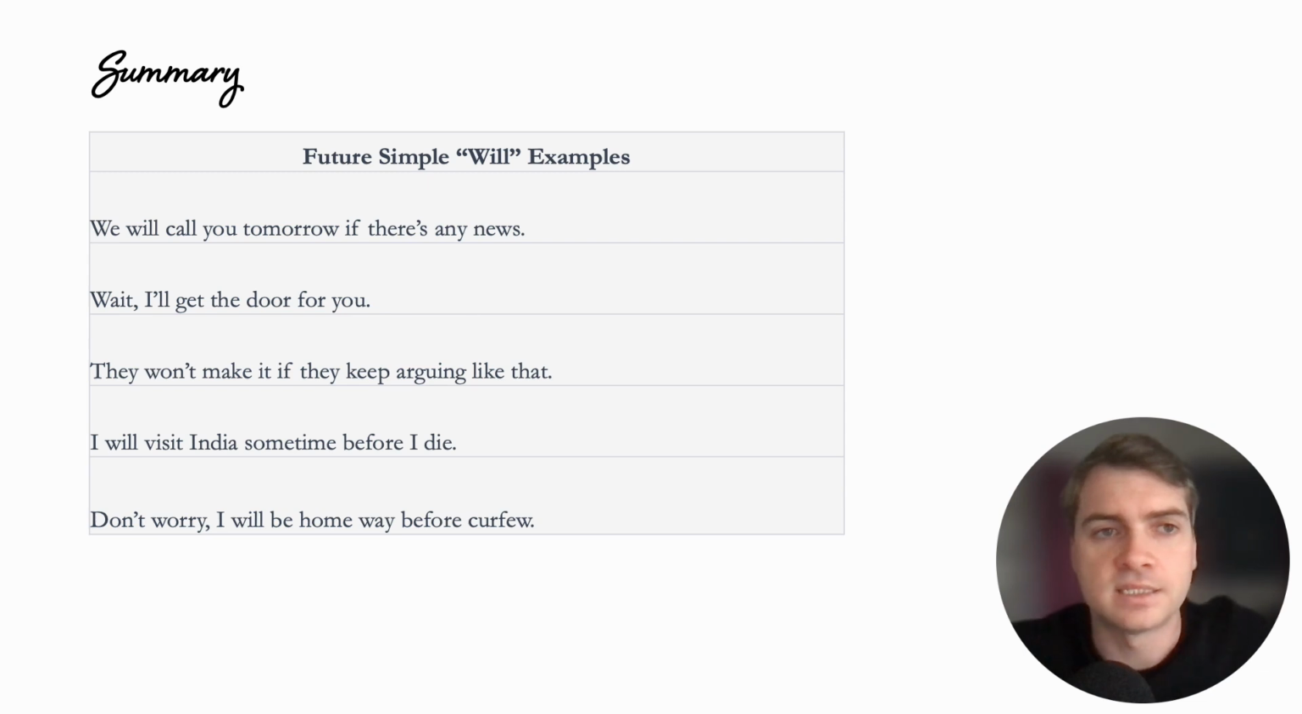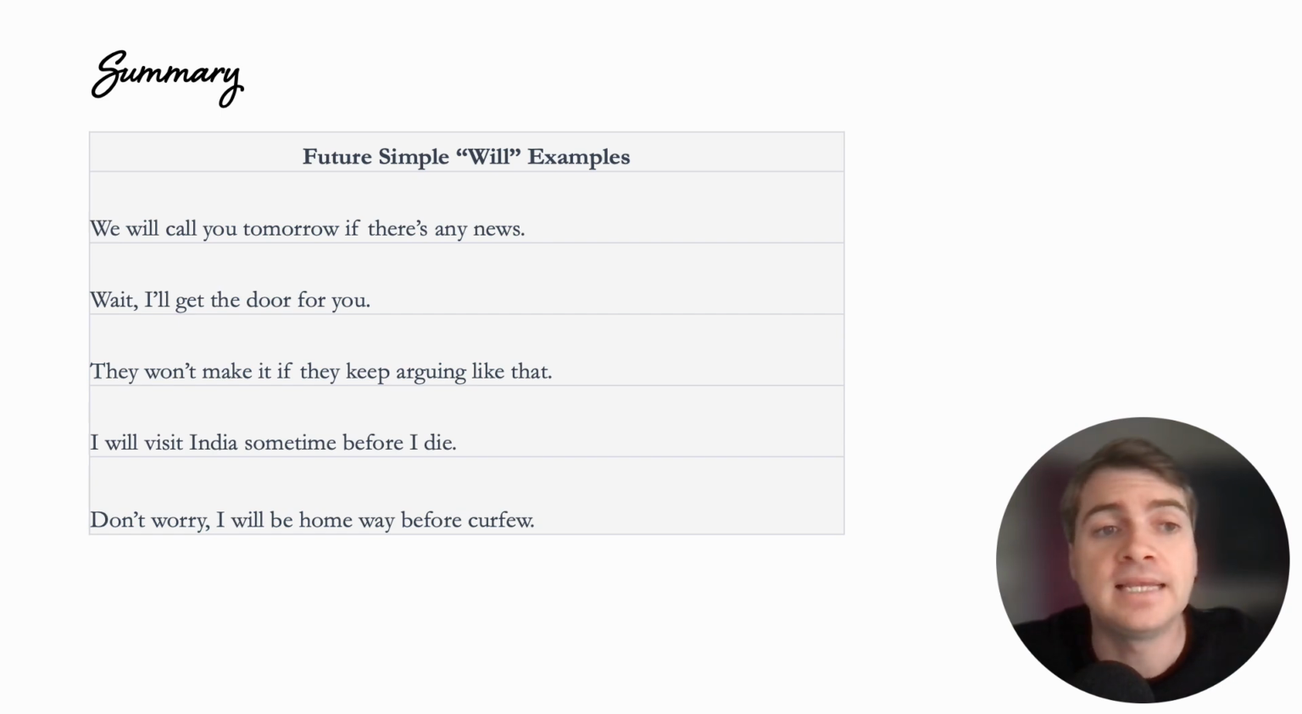All right, let's just summarize everything that we've learned so far. So the first one, "We will call you tomorrow if there's any news." That's a promise or a commitment. Okay, "we will call you if there's any news." The second one, "Wait, I will get the door for you." Voluntary action, right? Voluntary action, me offering to do something for you. "They won't make it if they keep arguing like that." I'm predicting that they won't make it as a couple if they keep arguing the way that they are.